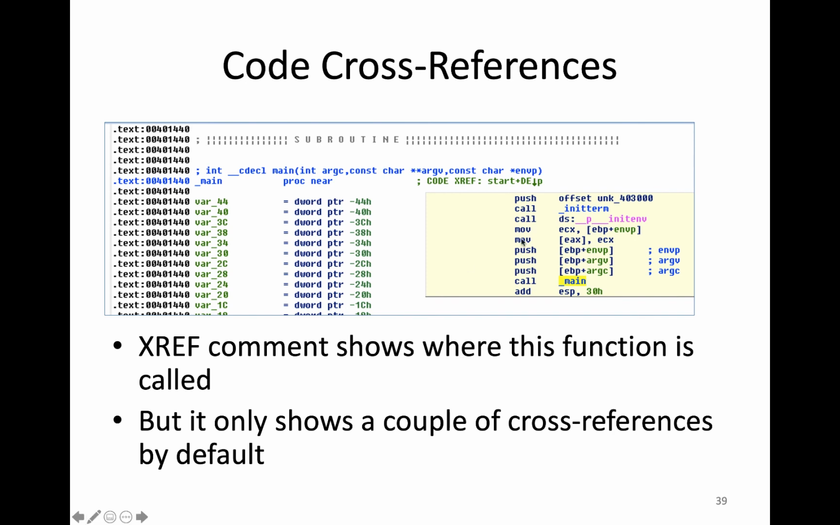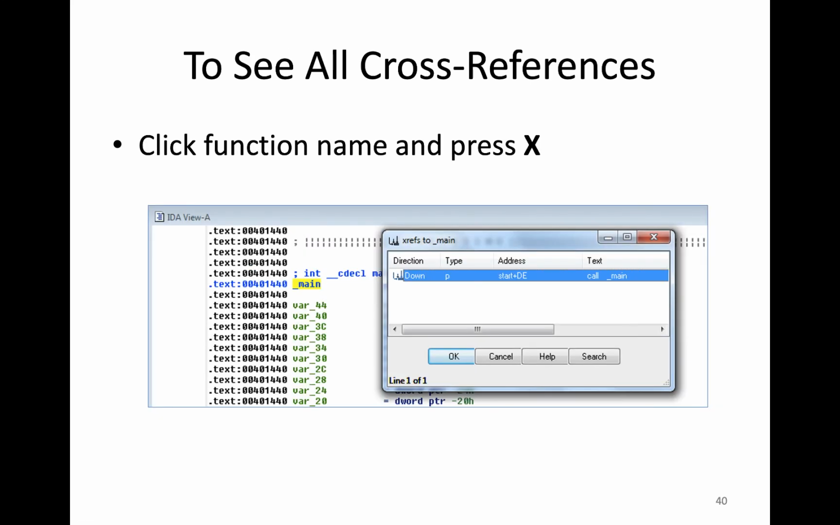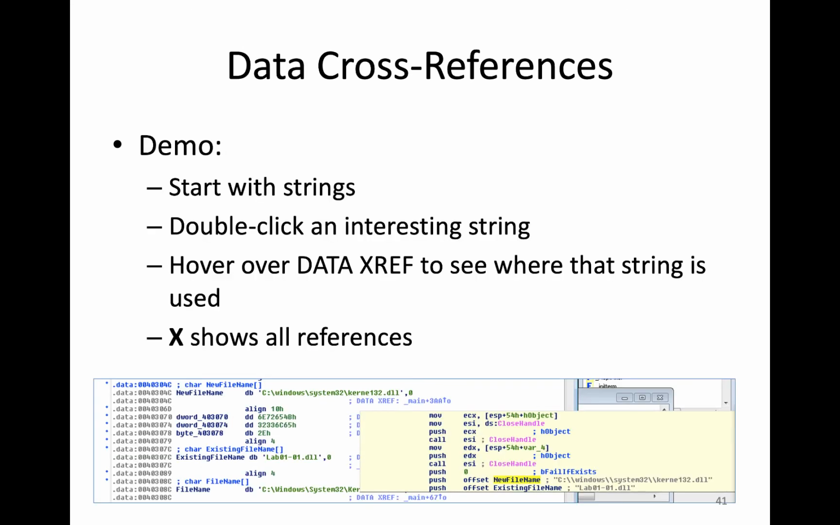But by default, it usually only shows a couple of cross-references, so you may have to do a little bit more digging. To see all the cross-references, you could click a function name and just press X, and you'll see all the places in your code where this particular function is called.